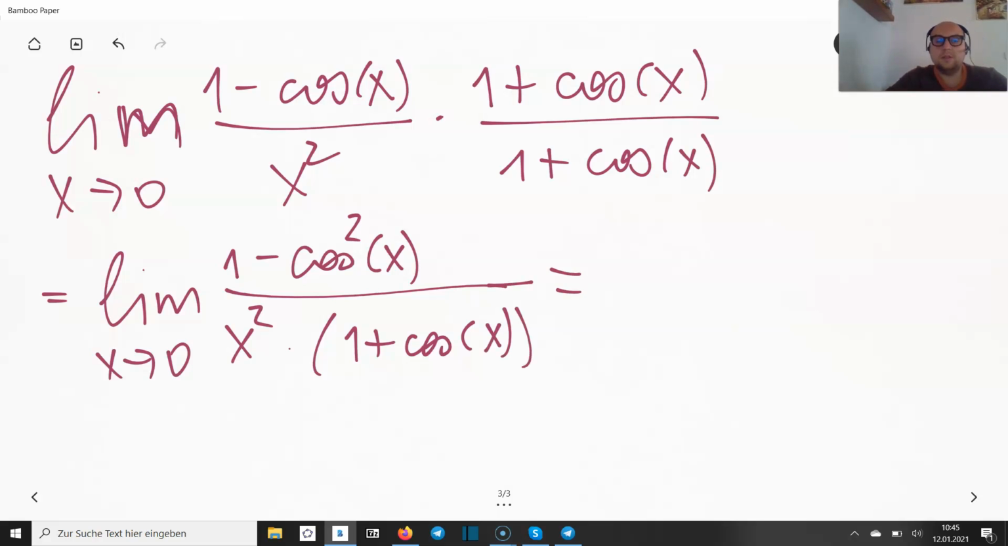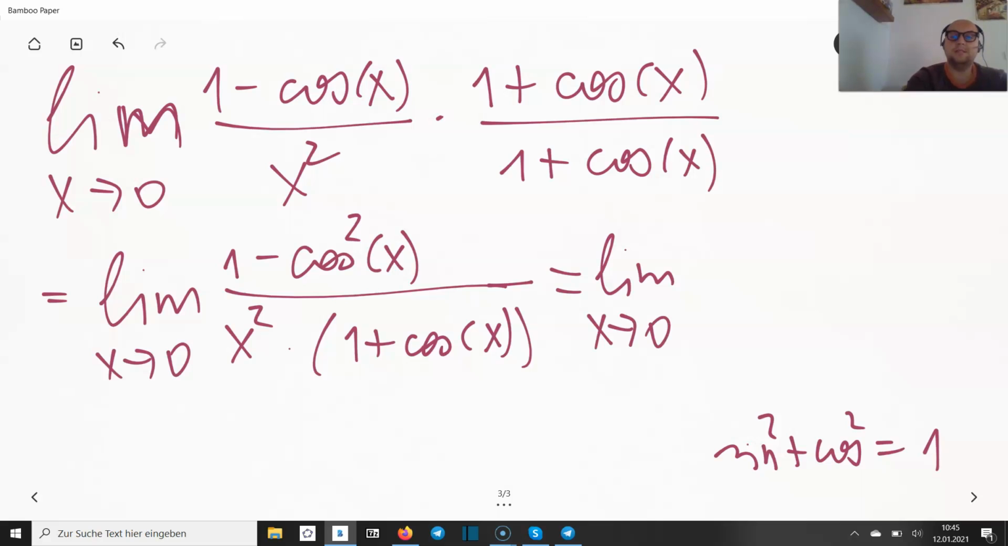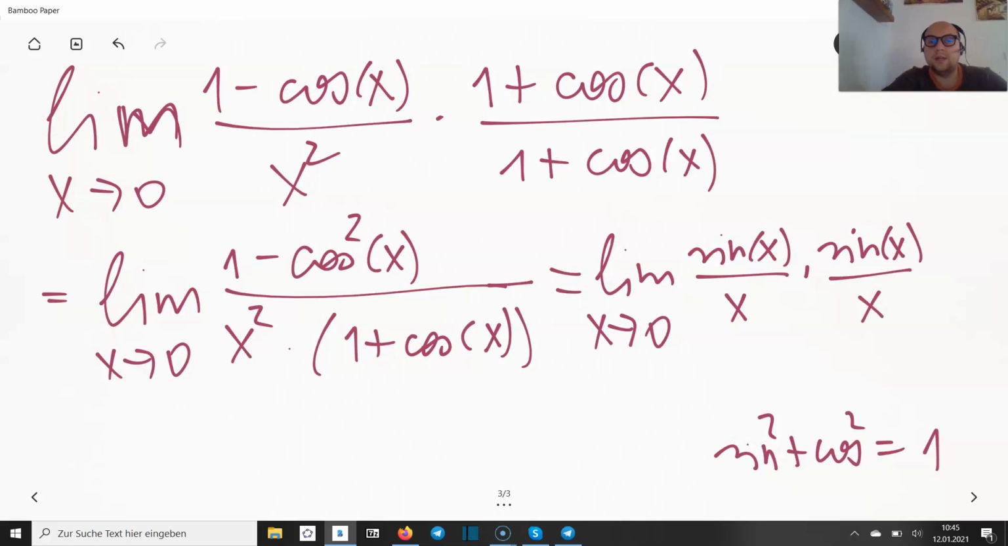The trigonometrical formula, sine squared plus cosine squared of every angle is giving you 1. That's why 1 minus cosine squared is giving you sine squared. So we're having limit x towards 0, sine squared, and now look what I'm doing. I'm writing it as sine of x divided over x times sine of x divided over x. This is how I rewrite sine squared of x over x squared as two fractions. And now what we have is still 1 divided over 1 plus cosine of x right here.